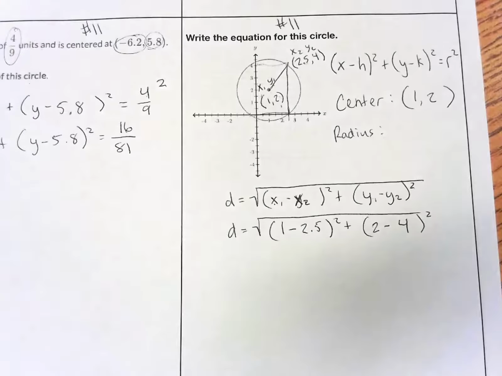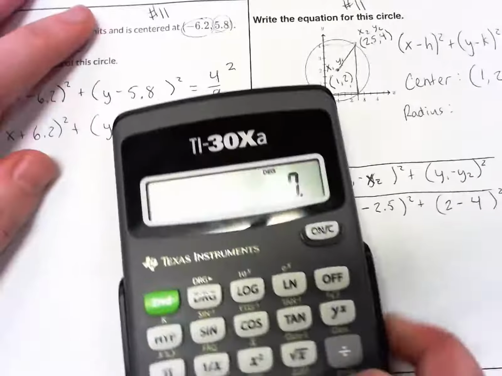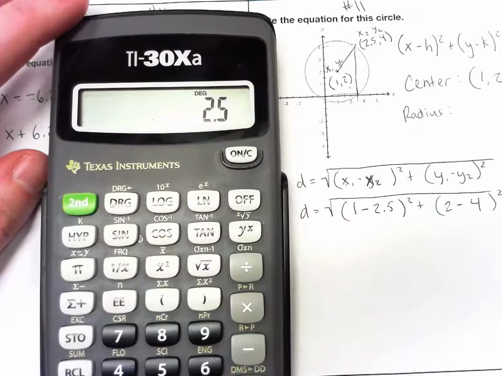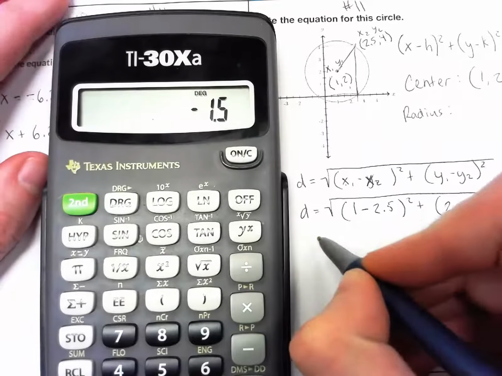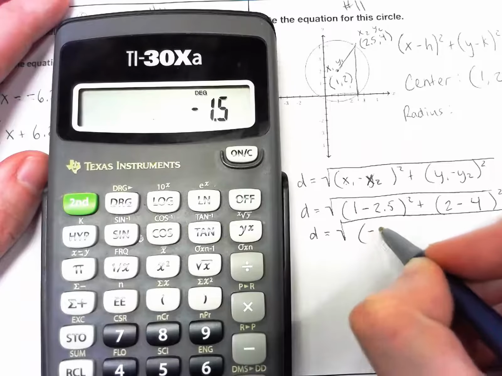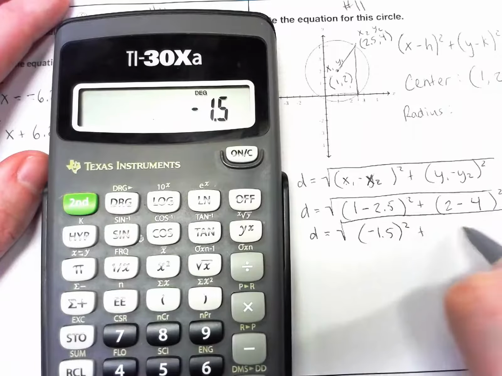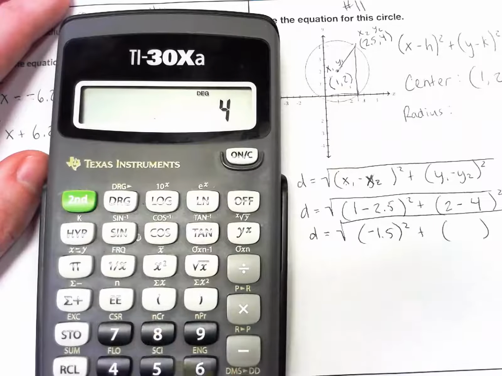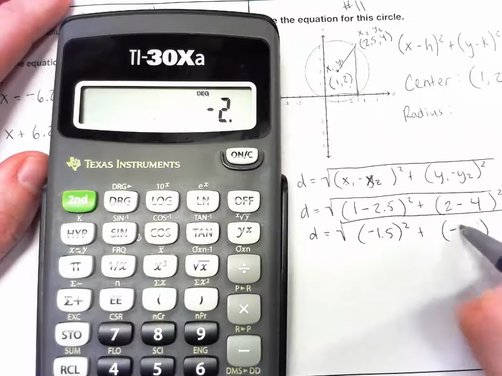If you can't do this in your head, you can go ahead and grab your calculator. So I'm going to punch in 1 minus 2.5, and I get negative 1.5. So we can carry this down and say this becomes negative 1.5 squared. And then 2 minus 4, if you don't know that, you can type it in, 2 minus 4, and we get negative 2 squared.